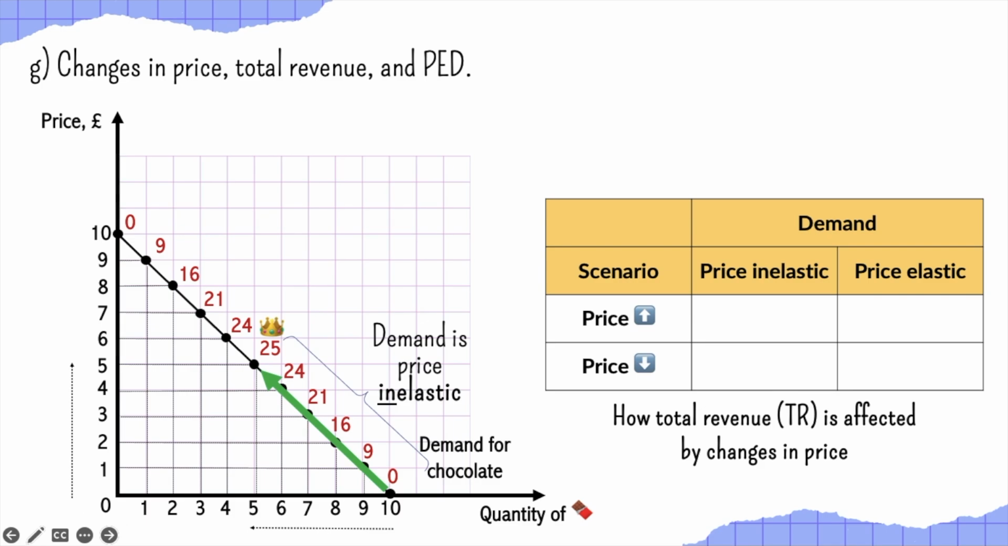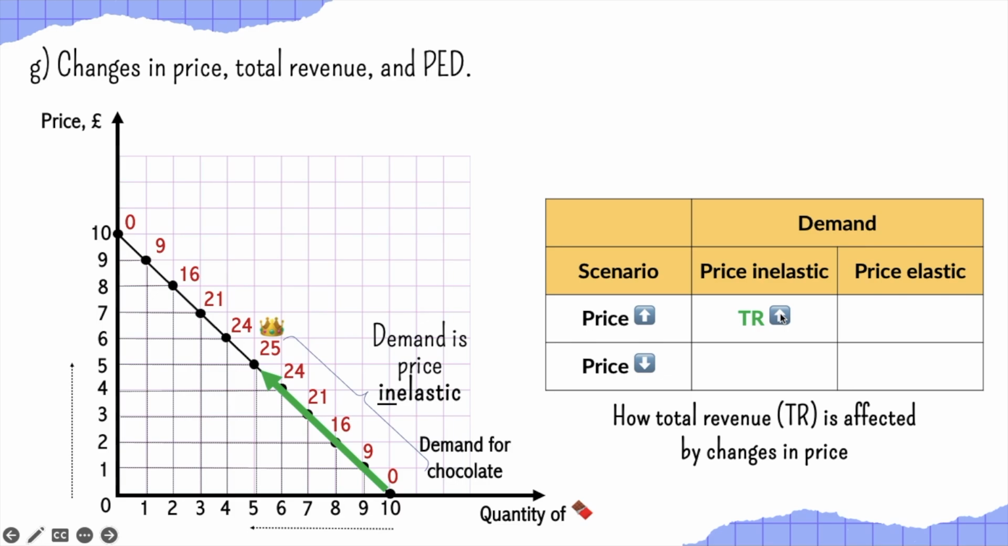Price increases, and we are moving in the direction of the green arrow, right? Because price increases, and we are in this part of the diagram which shows inelastic demand. Total revenue is increasing from 0 to 9, then 16, then 21, then 24. So basically, we have the answer. Total revenue is increasing. That's why in the table we will put total revenue goes up.